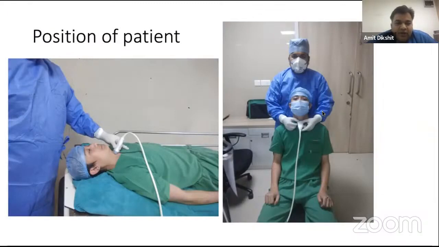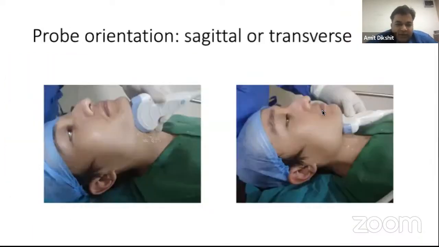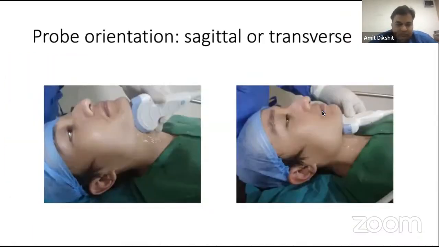Dr. Apeksh sir has already highlighted the importance of different positioning, with a log roll, neutral position, and how we should achieve flexion at the cervical spine and extension at the atlanto-occipital joint. By and large, for ultrasound assessment, in the literature people talk about the neutral head position and the hyperextended neck. So extended and neutral are the two positions by which we assess the neck. Probe orientation can be sagittal or transverse.